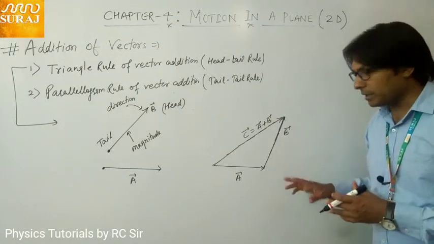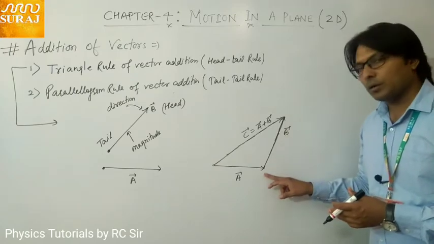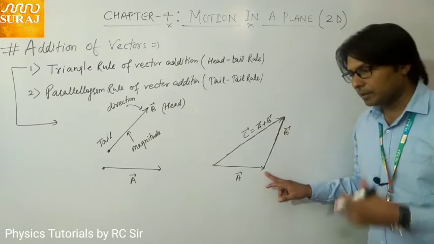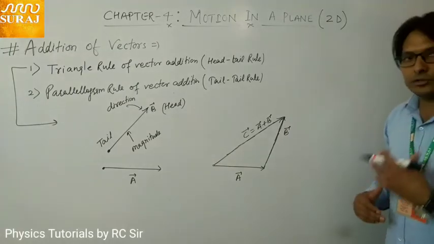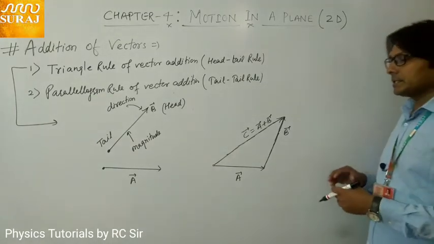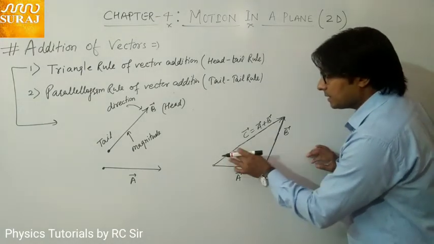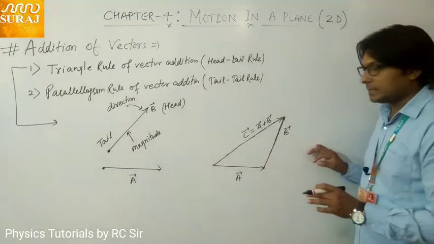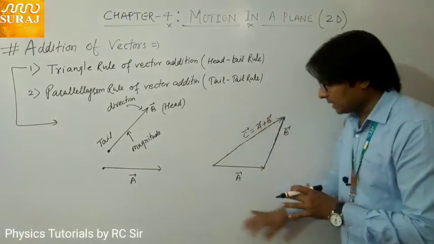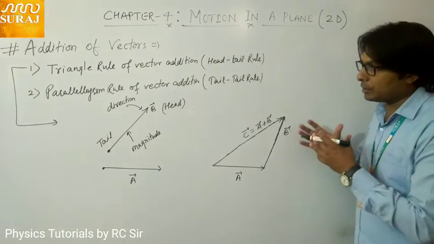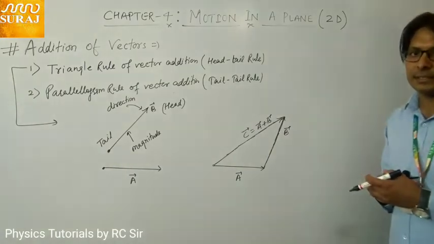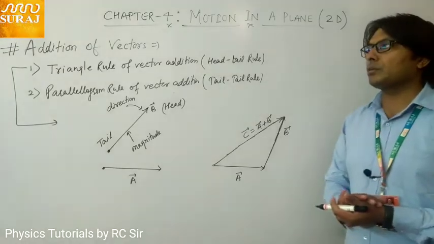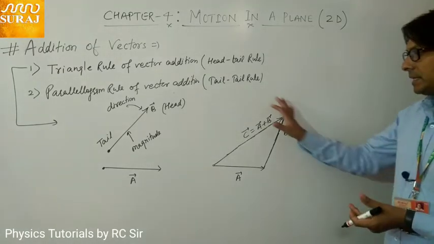Because we are putting the tail of the second vector on the head of the first vector. Or why is it known as the triangle rule of vector addition? Since the resultant of these two vectors, along with the two vectors, forms a triangle, therefore it is known as the triangle rule of vector addition. So how will you define this triangle rule of vector addition? By getting the idea from here.